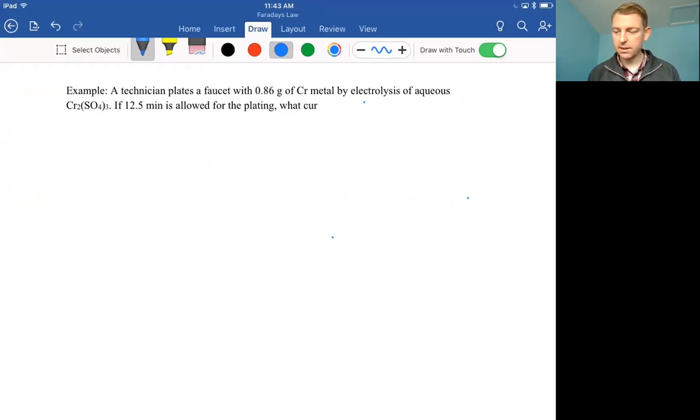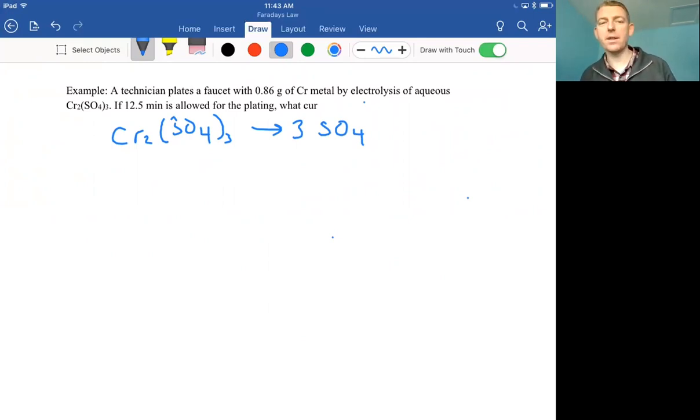So first things first, let's do the equation for breaking up this salt in water. Okay, so Cr2(SO4)3. Okay, so we can see that we have the anion as the sulfate. We're going to get 3 of those, SO4. And the charge on this, either you'll have to look up or just think about it by comparison. We could do the full breakdown of the oxidation rules to get you there.